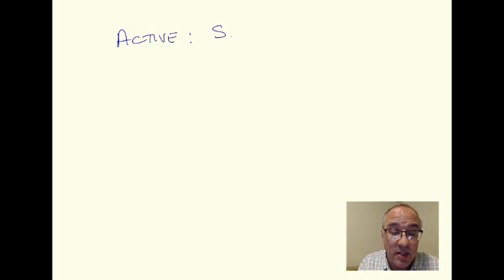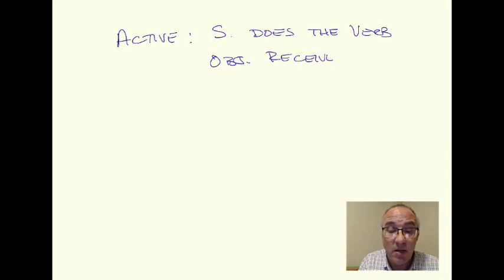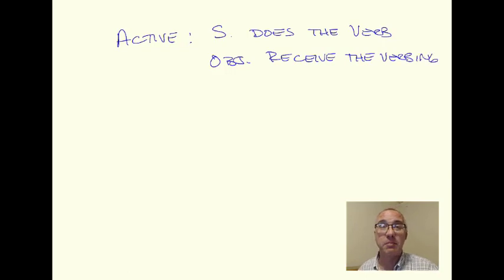Get another page here. Secondly, the sentences I've been focusing on in English are active sentences. In active sentences, the subject does the action, the subject does the verb, and the object receives the verbing stuff, whatever is going. I eat the pizza. I do the eating, and the object, pizza, is the recipient of said eating.